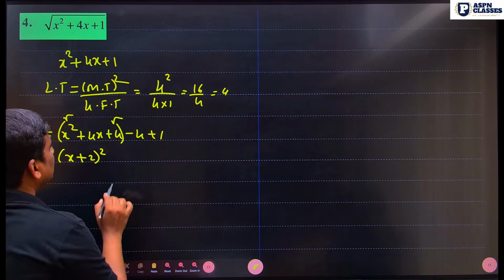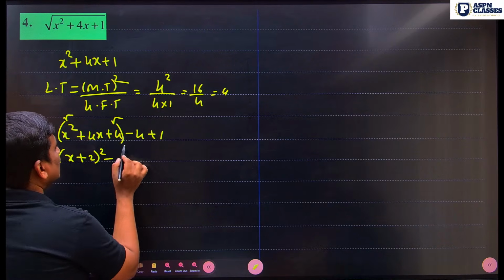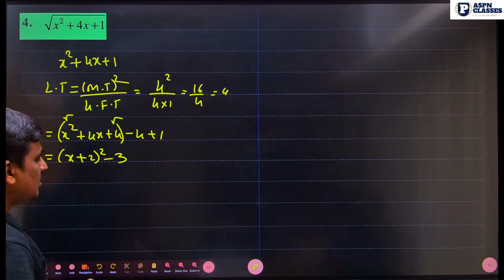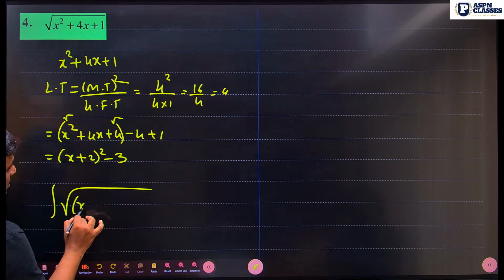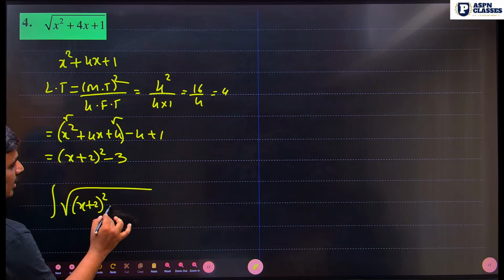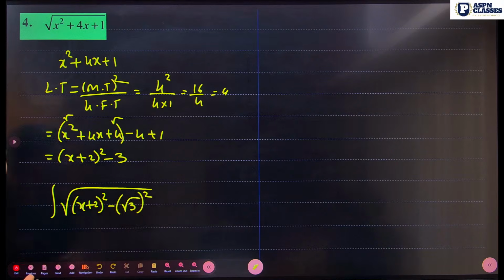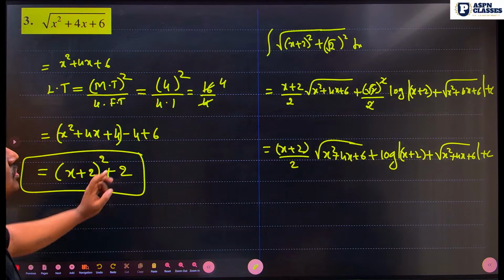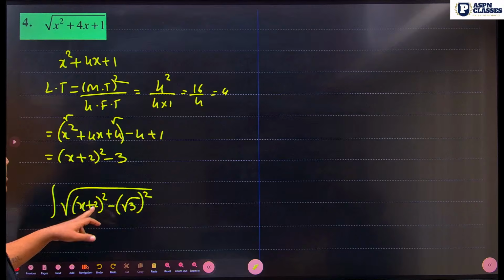Okay, so now you need to understand. And then minus 4 plus 1. So this result will be minus 3, students. Okay, so now you get the result. So apply in the question, integration of square root of x plus 2 whole square minus 3. This is not a perfect square, it means take the square root and square. Then apply again x square minus a square. Now in the previous question I applied x square plus a square. This time it is just x square minus a square.